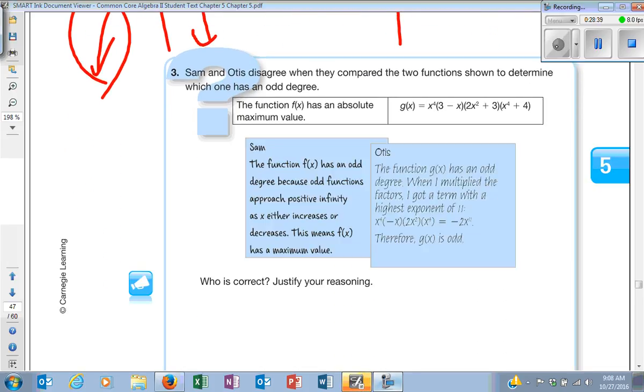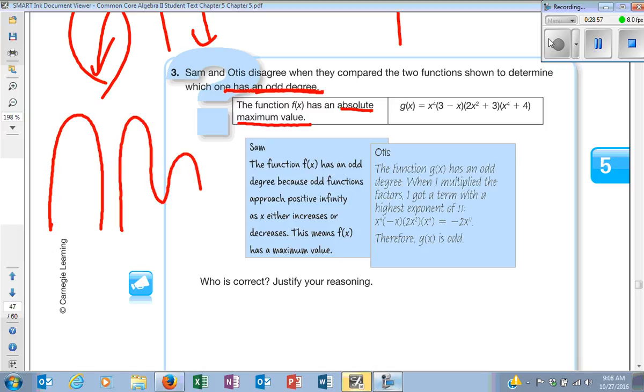Alright, so this guy right here, these guys disagree. They want to determine which one has an odd degree. So which one is odd? Well, a function that has an absolute maximum, it's got to look like this, it's got to look like that, it's got to look something like this, but every time you're noticing, the only way we talked about having absolutes is if it was even. So right here, I know this guy has to be even. By elimination, that means that this has to be the odd function.